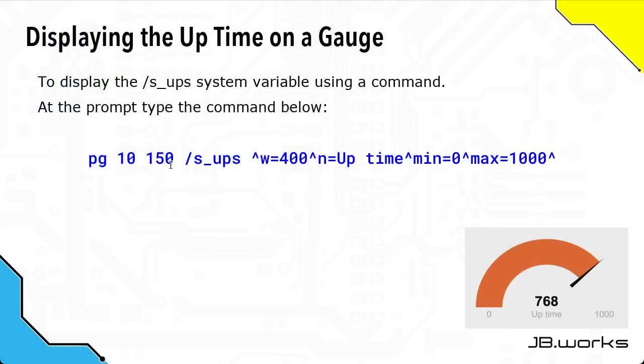So now what we're going to do is use a gauge to display the uptime of the JackBord. And so you'll notice in the command, whereas before we had values of like 200, 250, we've replaced the value with the S_UPS system variable. And then the result is this down here. So we're displaying uptime, and that's the value.